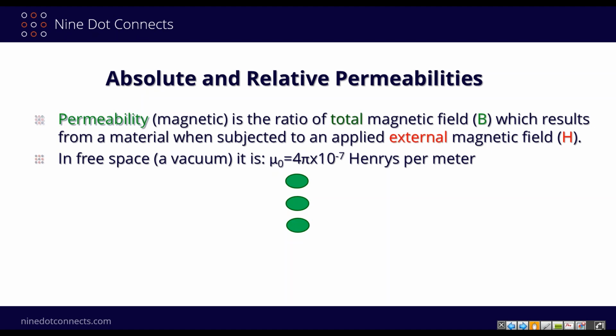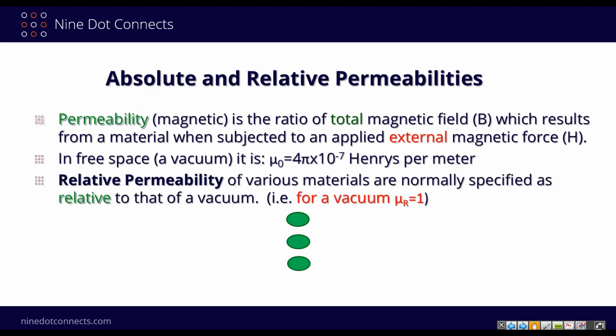Mu is the symbol for permeability, and it's defined as being 4 pi times 10 to the minus 7 henries per meter. That's a universal standard. It's part of the definition of the unit system. So relative permeability of various materials is different. It's how much better a material reacts than a vacuum would. For example, the relative permeability of a vacuum is mu sub r equals 1. That's because that's what it is. You haven't got anything else.